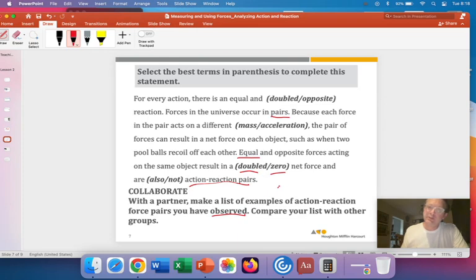When I draw with my pen with different strengths, oh, it doesn't do that. Oh, it kind of does it. Oh, there it did it. Less force made a thinner line. So my pen is generating a force on my pen pad, and the pen pad is generating a force on my pen. That's one. Compare your list with other groups.